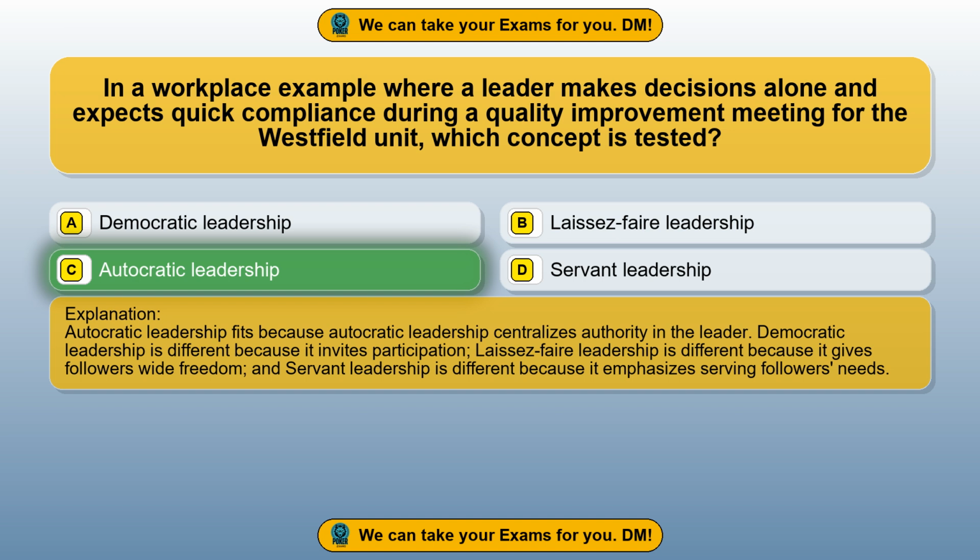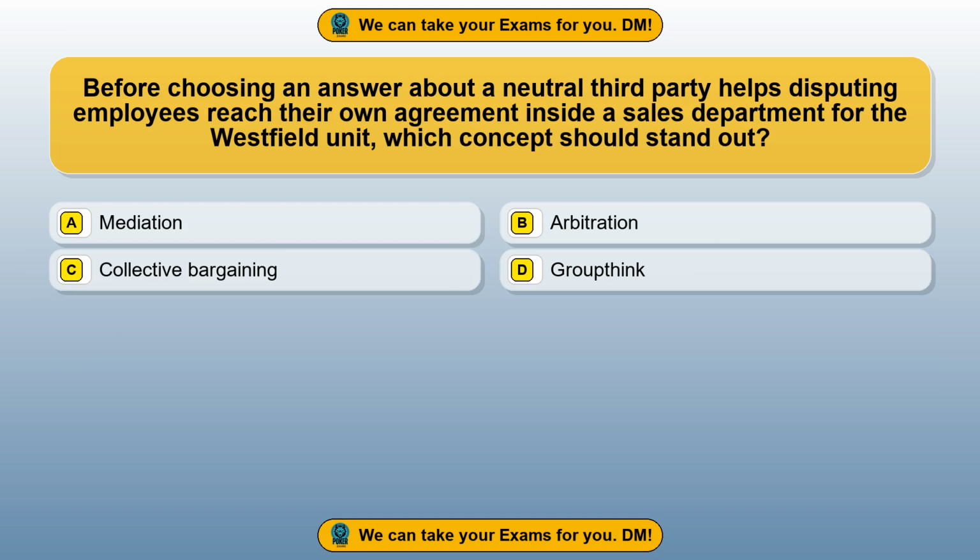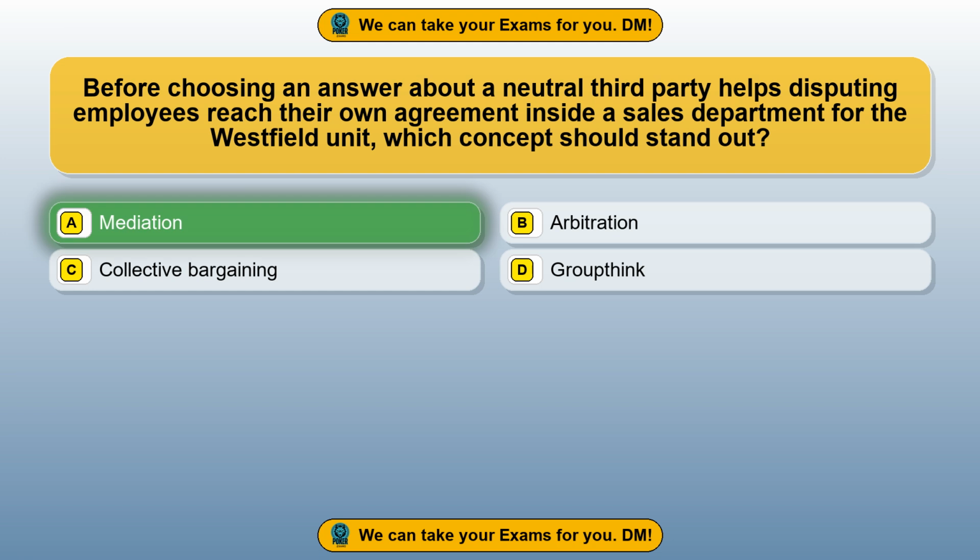Question 62. Before choosing an answer about a neutral third party helps disputing employees reach their own agreement inside a sales department for the Westfield unit, which concept should stand out? Option A, mediation. Option B, arbitration. Option C, collective bargaining. Option D, groupthink. The correct answer is option A, mediation.